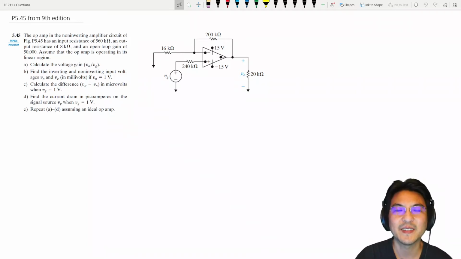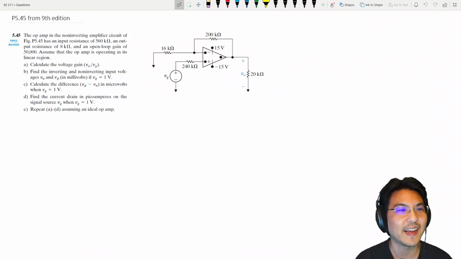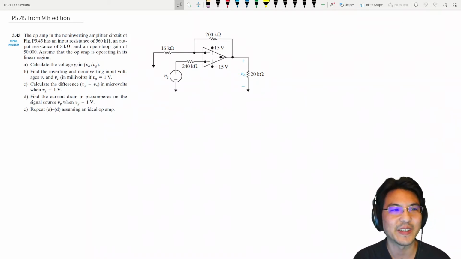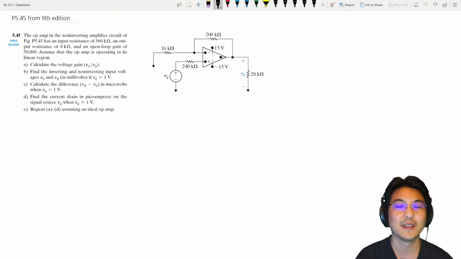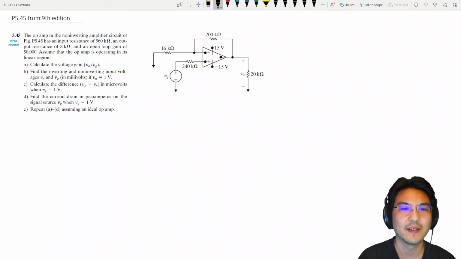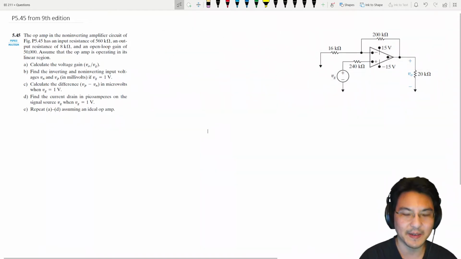Hey everybody, let's give this op-amp problem a try. So this one is not ideal, right? Because already it says there's some input resistance and output resistance, open loop gain, all that stuff. So basically, the insides of this op-amp will look something like, I'll draw it big.